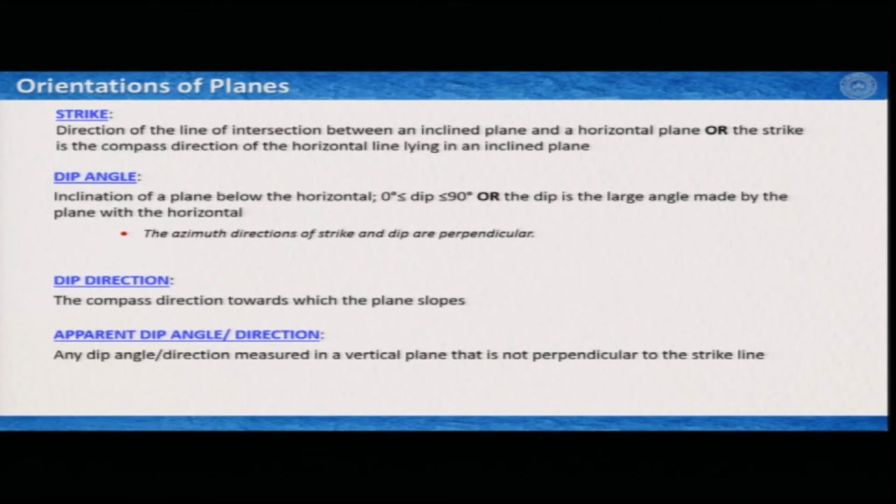Dip direction is the compass direction towards which the plane slopes, and if you do not measure your dip angle perpendicular to the strike line, so there are many possibilities. These are all apparent dip angles, and the direction along which you are measuring is your apparent dip direction.